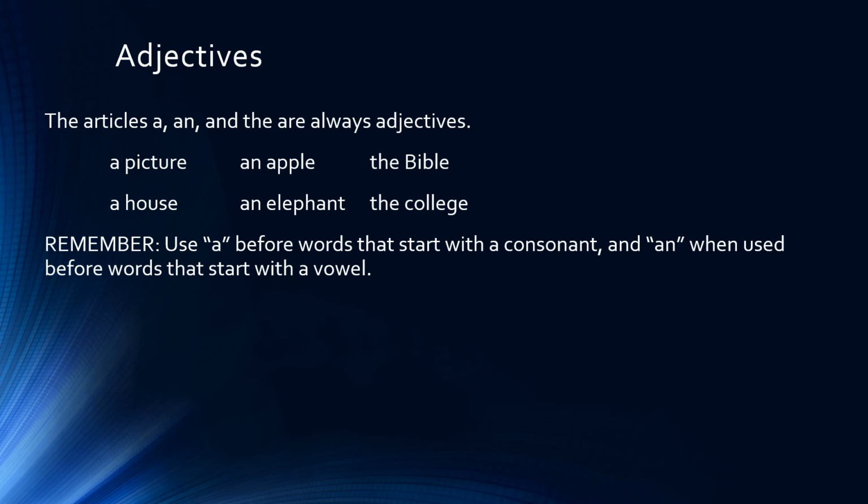The articles a, an, and the are always adjectives. A picture, an apple, the Bible, a house, an elephant, the college. And remember, when using the articles a and an, we will use a before words that start with a consonant and an when used before words that start with a vowel. And there are, again, some exceptions to this that we will talk about later. But for right now, just remember the basic rule.